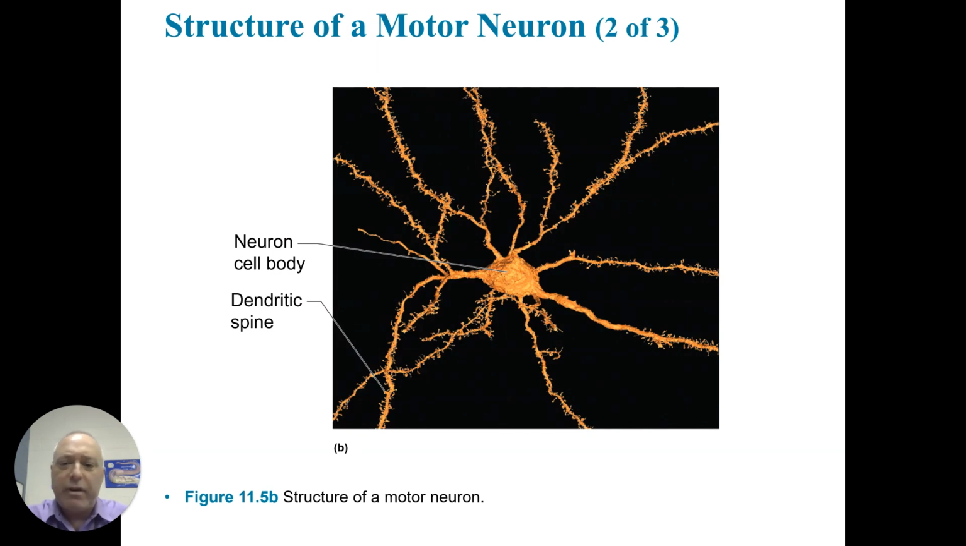Here's a nice picture of a neuron. You've got the cell body in the middle. You've got the dendrites, which look like branches of a tree. And then we can see the axon traveling outward.